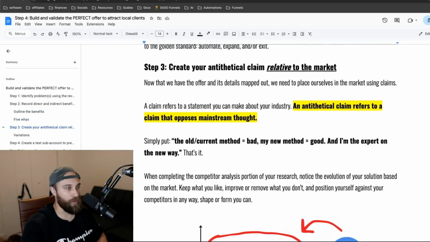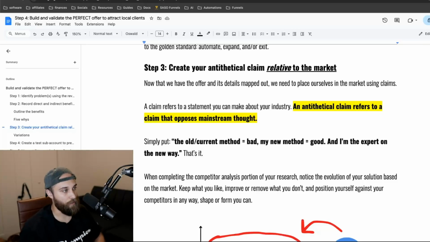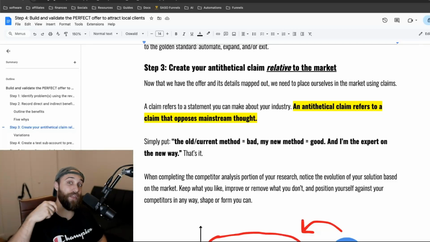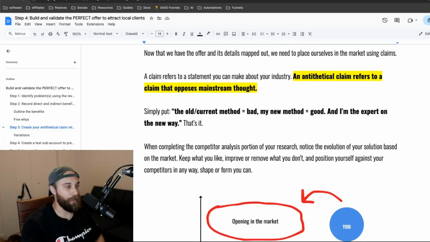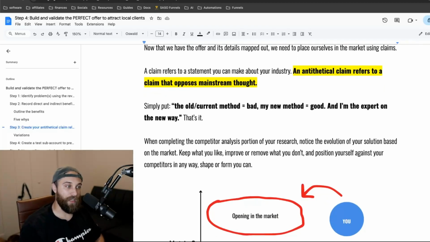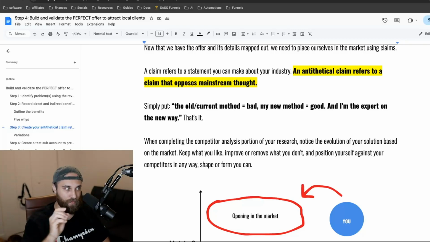Now what you want to do is you want to start creating claims using these market claims that are going to help position yourself in the market. So a claim refers to a statement that you can make about your industry. An antithetical claim refers to a claim that opposes mainstream thought. So I'll show you. Simply put, the old current method is bad, the new method is good, and I am an expert on the new method. That's it.